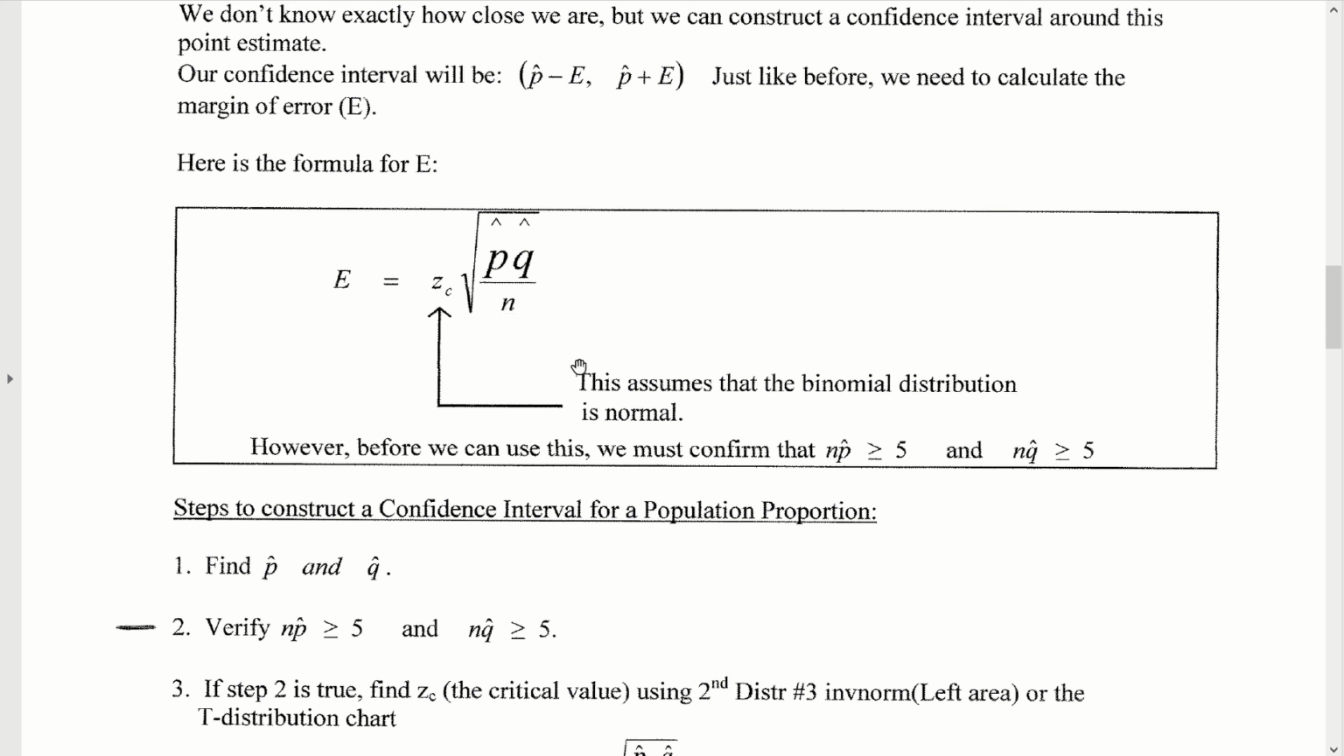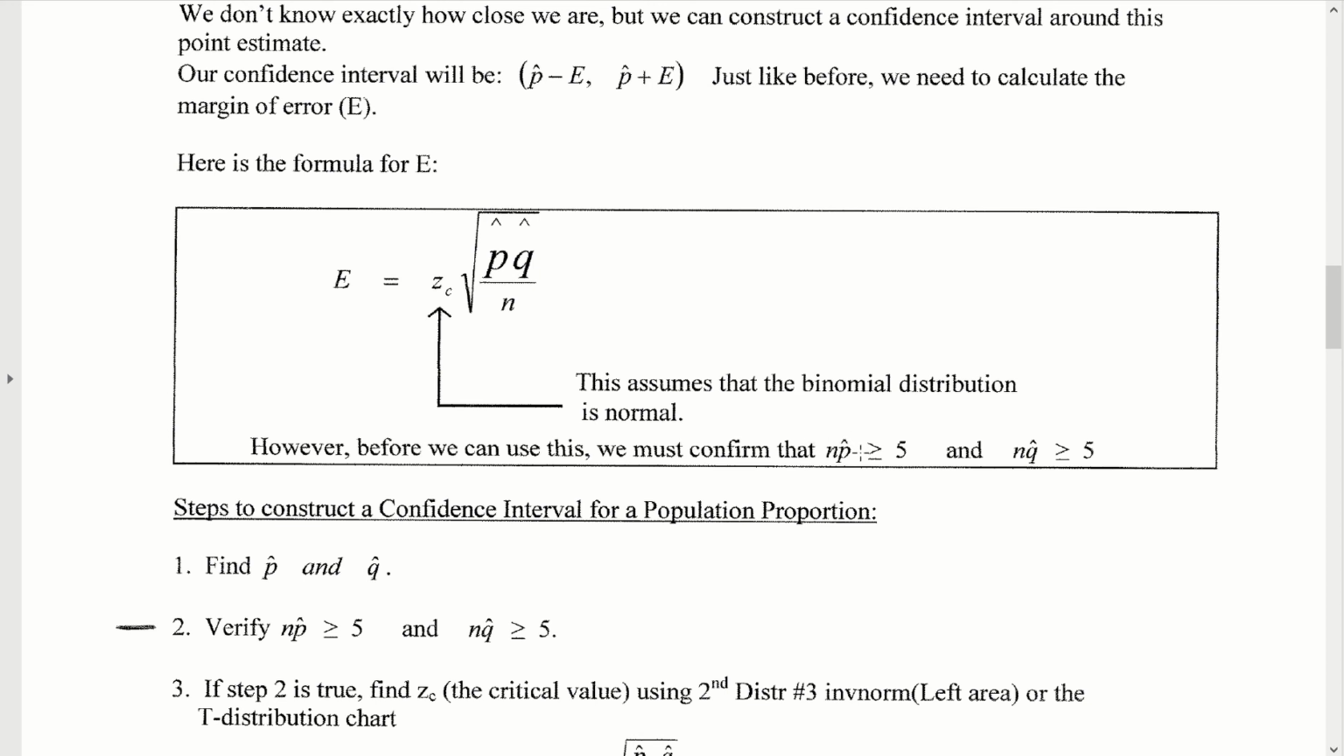In order for this to work, this assumes that the binomial distribution is normal, and a sufficient condition for that is that n times p hat and also n times q hat have to be greater than or equal to 5. In most practical applications, these conditions are almost always met, though you should always check them before you try to construct a confidence interval of this form.